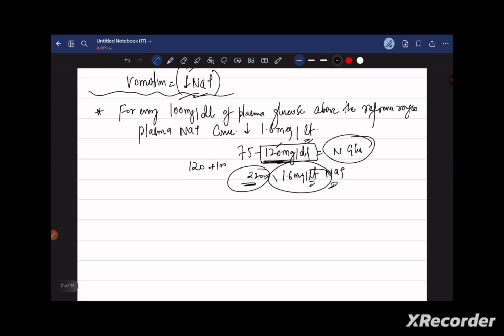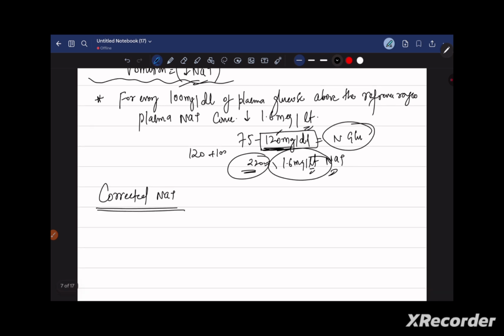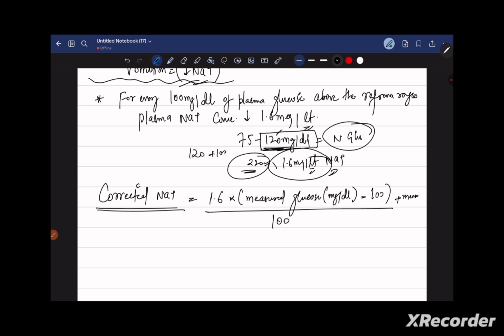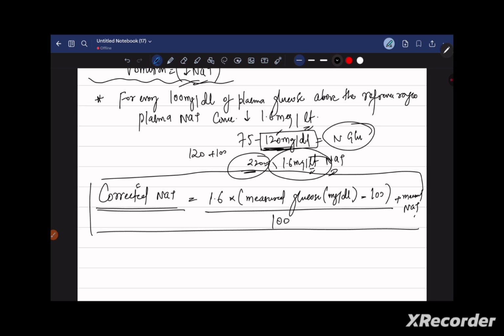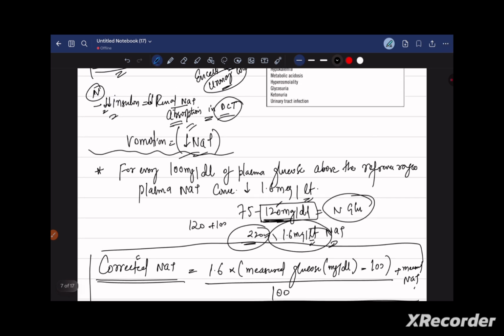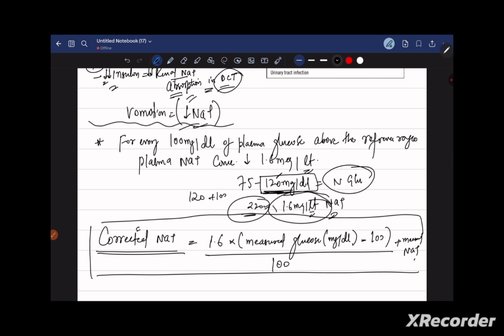Based on this, there is a formula that will help you in your clinics to calculate how much sodium to give to a diabetic ketoacidotic patient. The formula is: corrected sodium equals 1.6 times the measured glucose in mg per dl minus 100, divided by 100, plus the measured sodium. This will also help you in calculating how much sodium will be decreased.